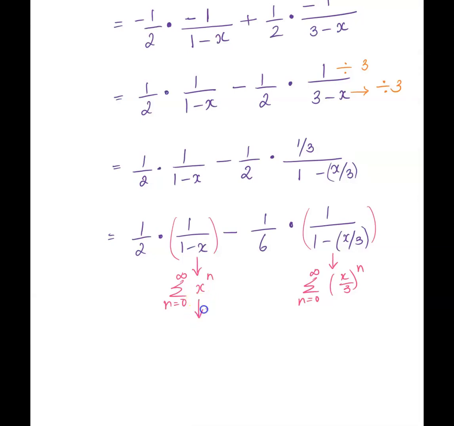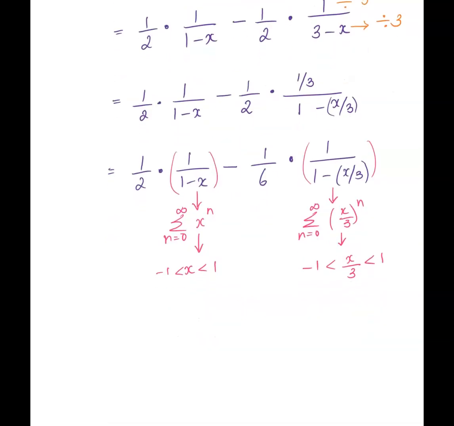So for this, it will be for all x between -1 and 1, right? Remember, absolute value of x less than 1, that expands as this. And for this, it will still be between -1 and 1, but now your new x is this x over 3. Right? So keeping that in mind, we will now combine these two.